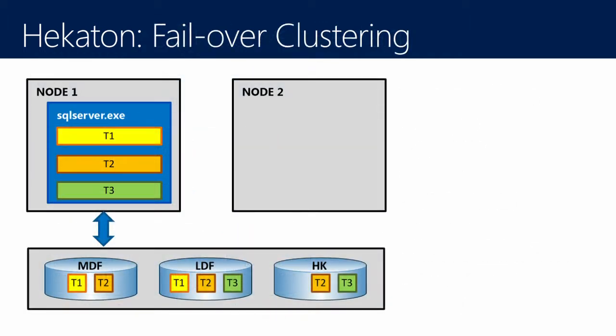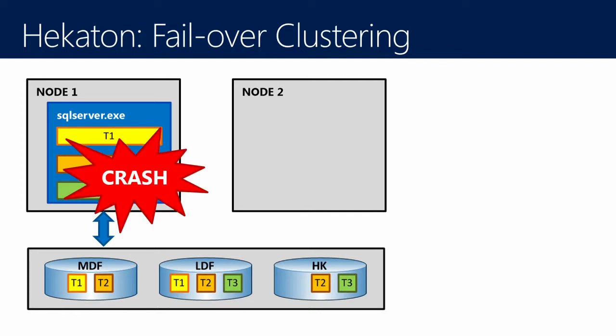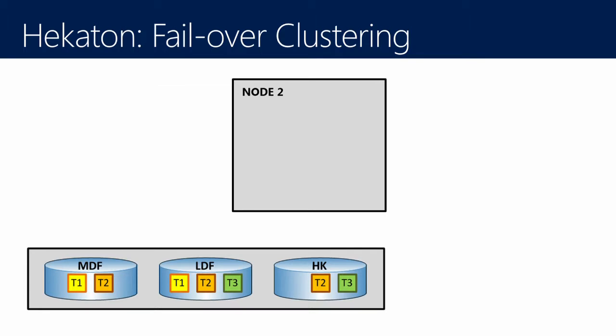So let's talk a little bit about failover clustering. So we're close to finishing. So in this particular case, we've got an example. We've got a hackathon database. So you can see tables 2 and 3 are in-memory tables. Table 3 is not. In this case, something fails, so we have a crash. Okay, so what's going to happen in this particular case?